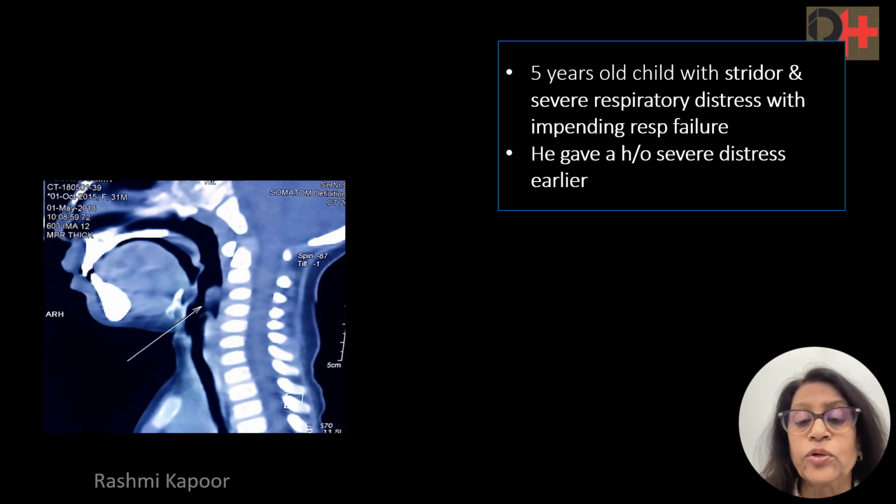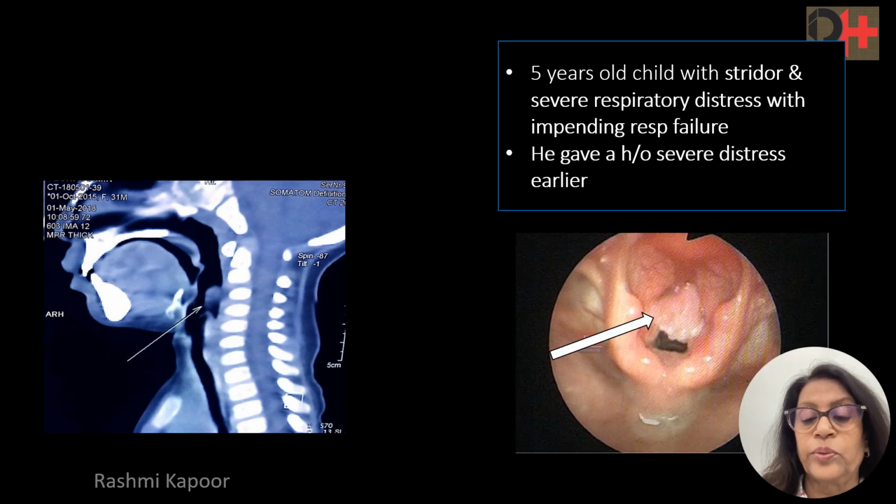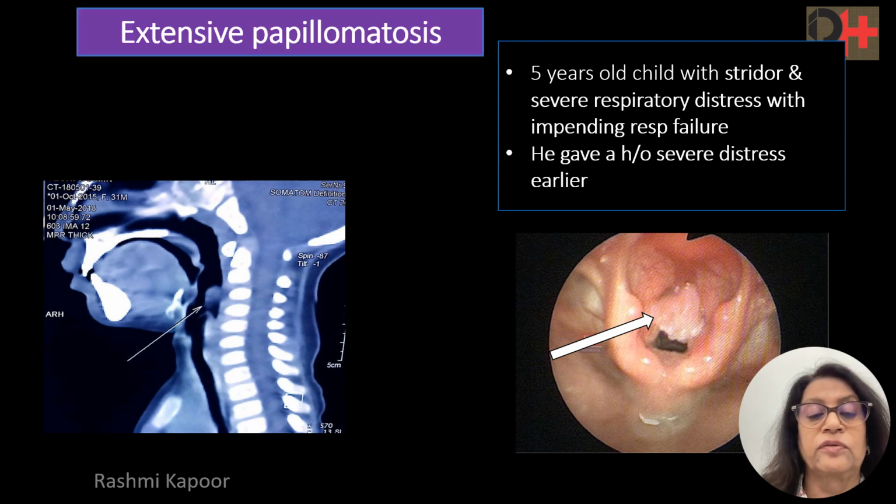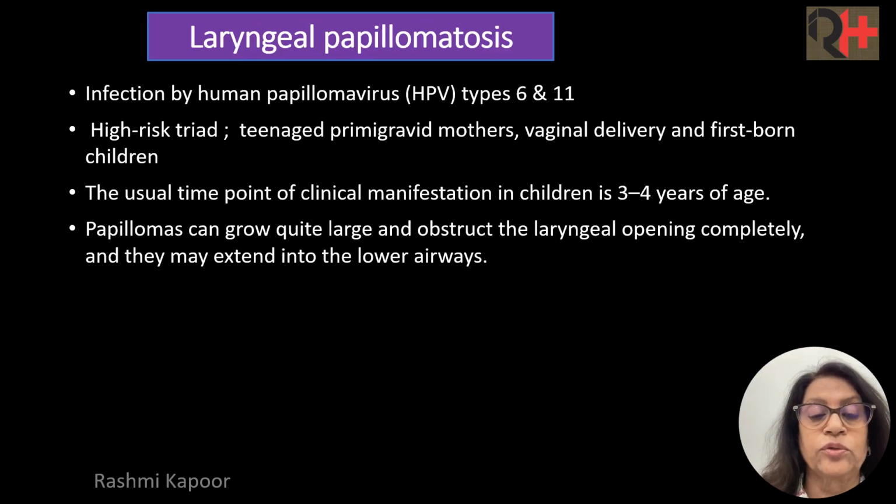A 5-year-old child with stridor and severe respiratory distress with impending respiratory failure came to us, and he gave a history of severe respiratory distress earlier also. We got the MRI done, and we can see something just above the glottic area bulging out. We did the bronchoscopy and we find this cauliflower-like structure, which is extensive papillomatosis.